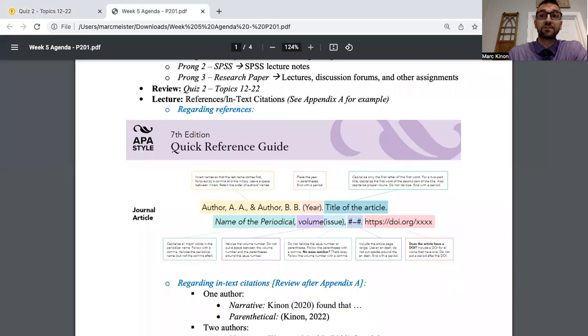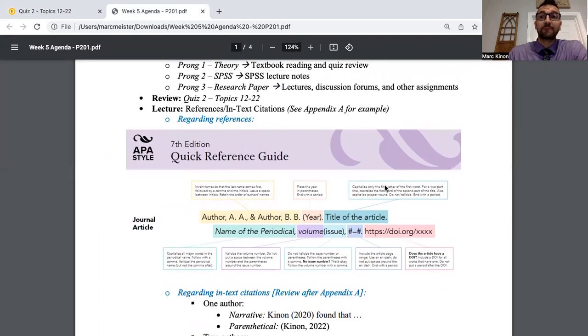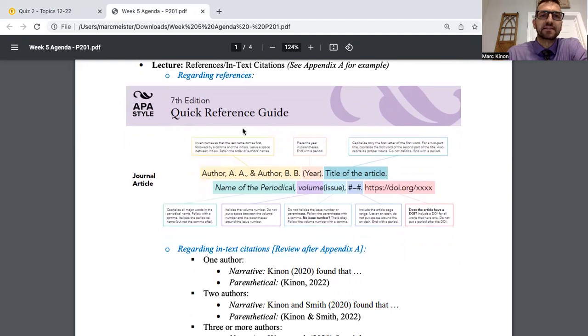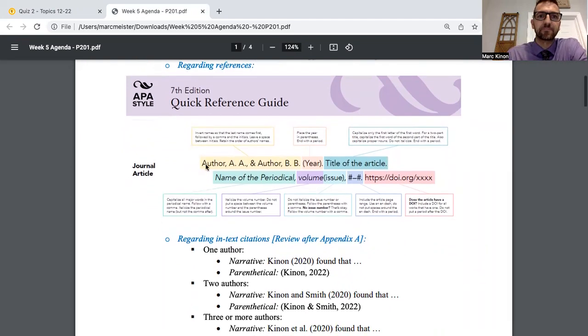Okay, so what we're going to talk about today is, I think, pretty simple, which is great. We're just talking about references and in-text citations. So I have a really good example for you in Appendix A, and under the files, I include the complete document. But this is a nice little reference guide for APA 7th edition.